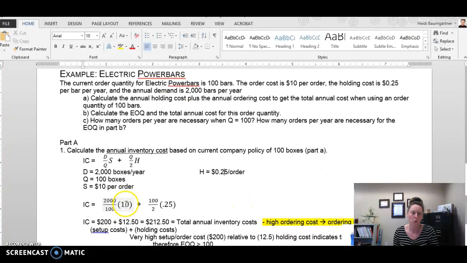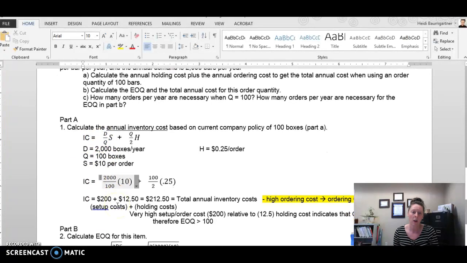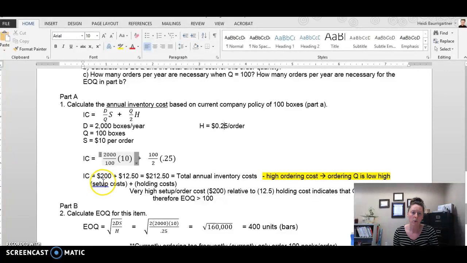So we're going to use our IC equation, plug in our numbers, and calculate out 200 plus 1250. So setup costs of 200 and our holding costs of 1250. These two are not even close to being equal. This gives us a total annual inventory cost of $212.50. Very, very high setup or ordering costs. This indicates that our ordering quantity is too low.